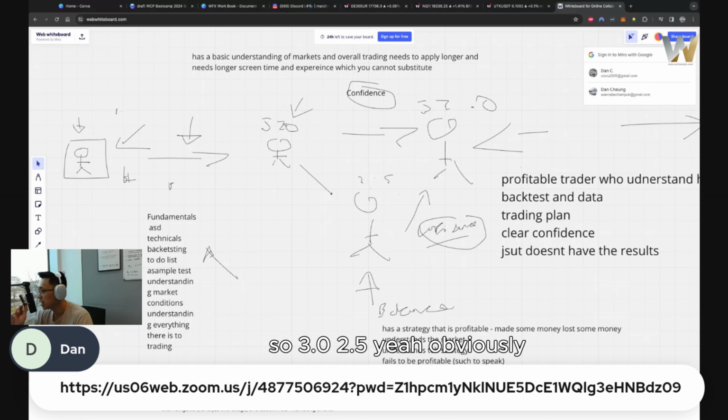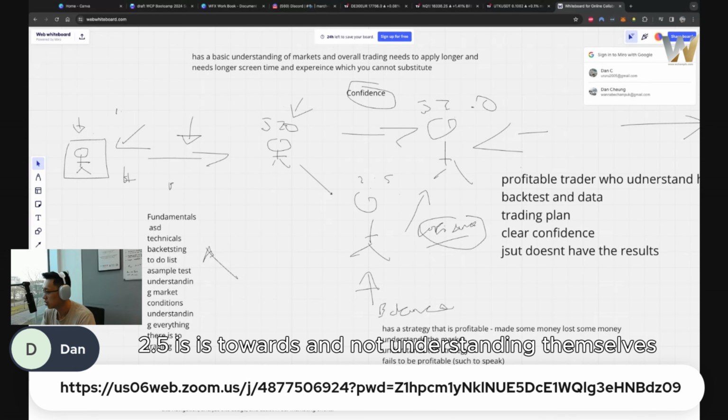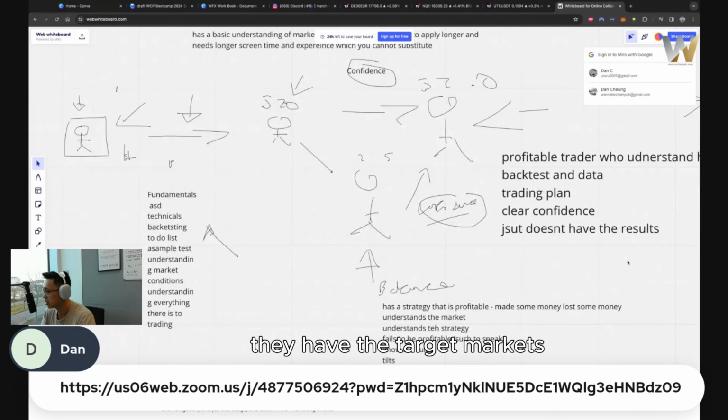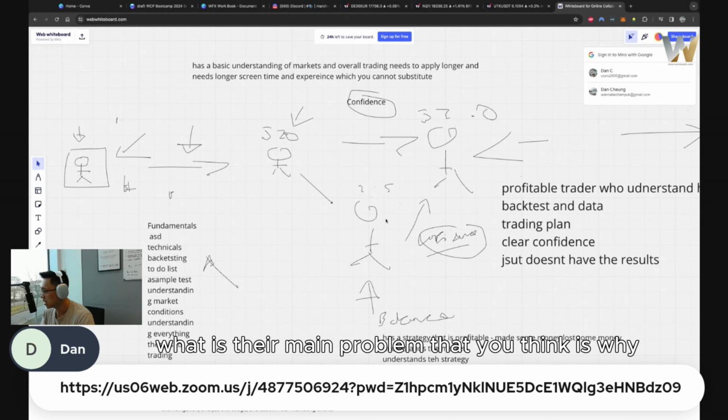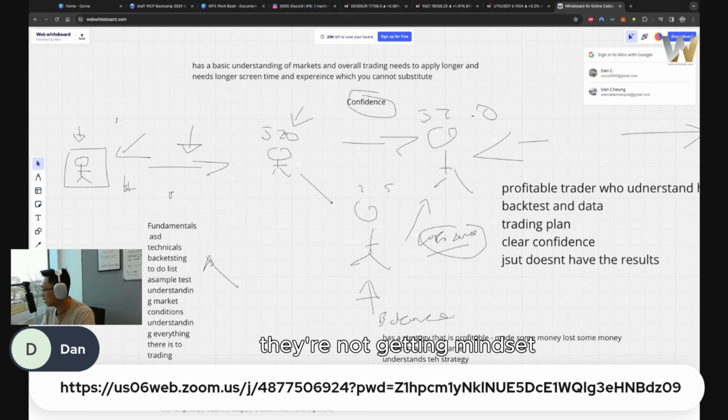Okay. So 3.0 and 2.5, obviously 2.5 is tilt and not understanding themselves, and they've had some time in the markets. 2.0 is a person that hasn't got enough time in the markets. What is their main problem that you think is why they're not getting it? Mindset, focus on the process. We're getting closer. Consistency. Now, all of your answers are okay.